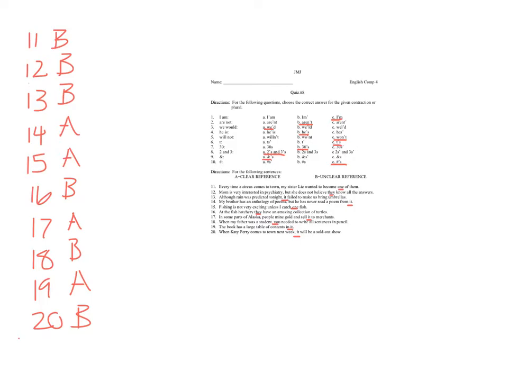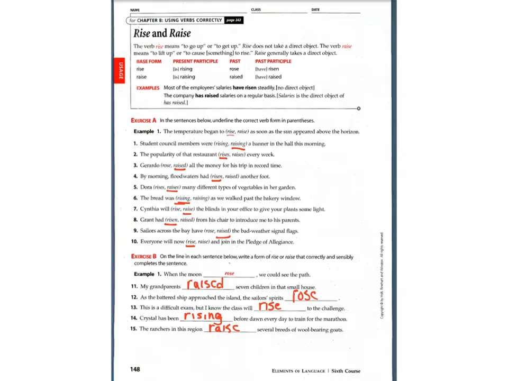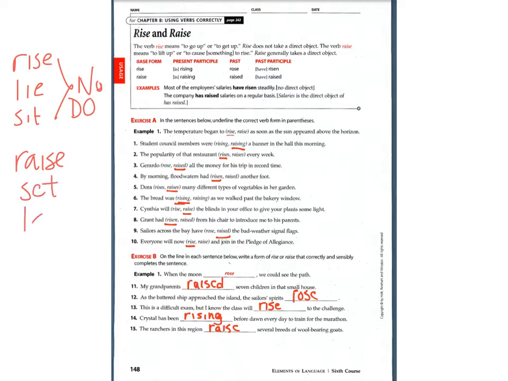So now we'll go over the homework from last night, and you had a little bit with rise and raise. The key thing to remember is that rise, just like lie and just like sit, there's no DO. But when you have raise, and you have set, and you have lay, those take a DO.